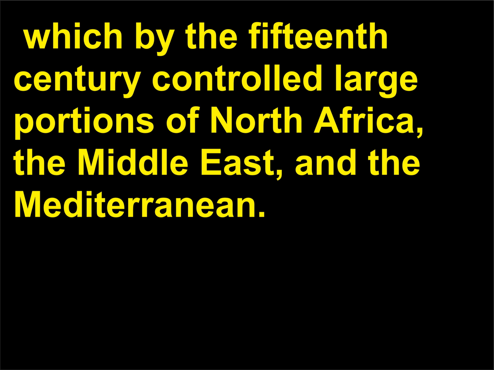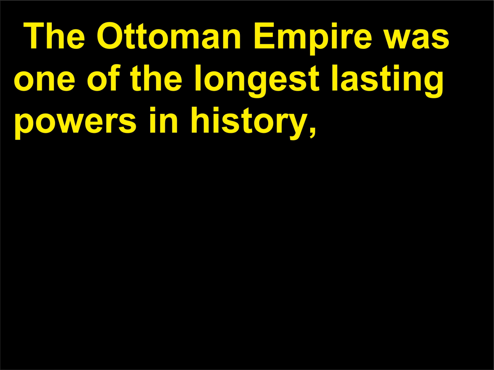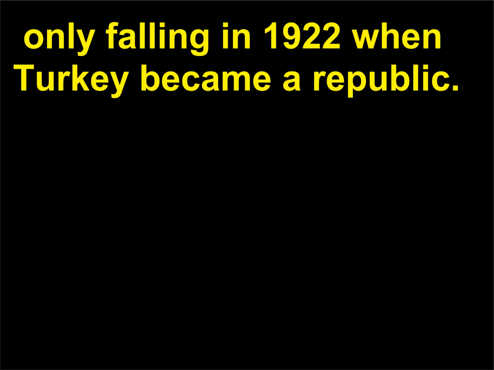which by the 15th century controlled large portions of North Africa, the Middle East, and the Mediterranean. The Ottoman Empire was one of the longest-lasting powers in history, only falling in 1922 when Turkey became a republic.